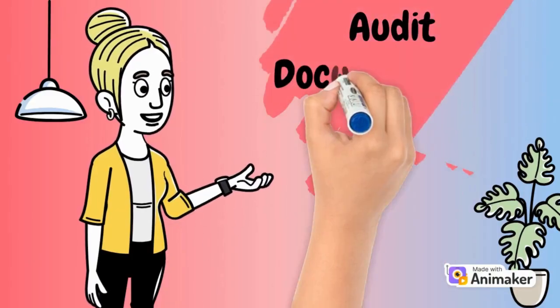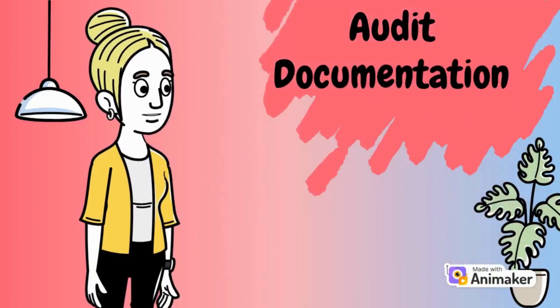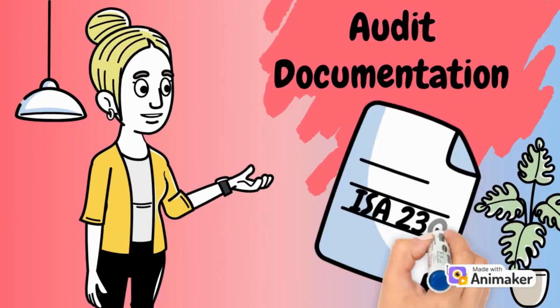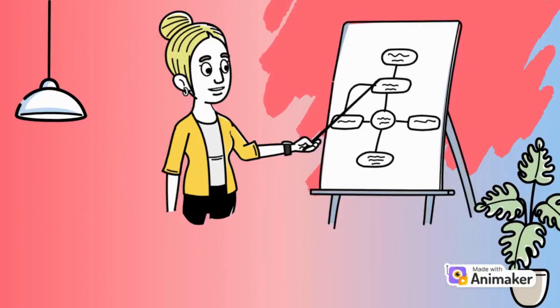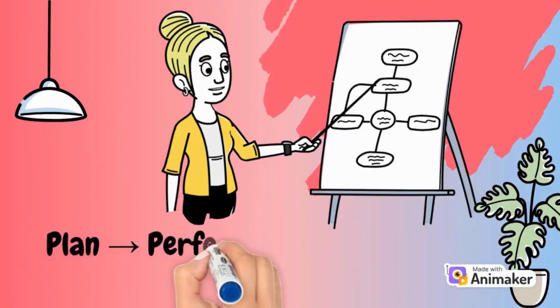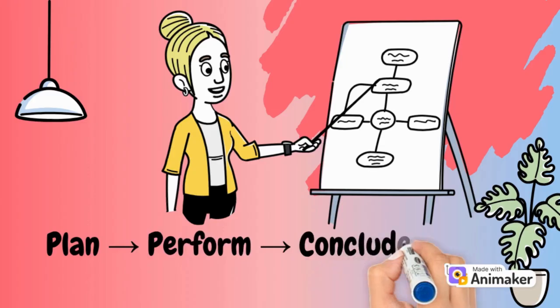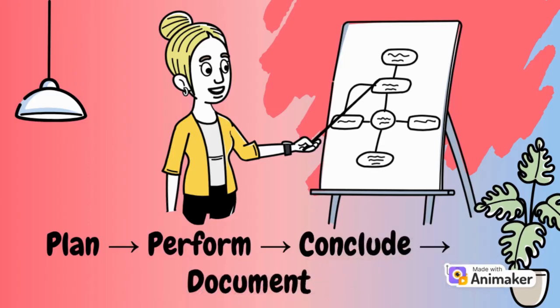Today we're covering ISA 230, Audit Documentation, one of the most important standards in practice. ISA 230 tells us how to properly document an audit, not just what to test, but how to record our thinking, our judgments, and our conclusions.